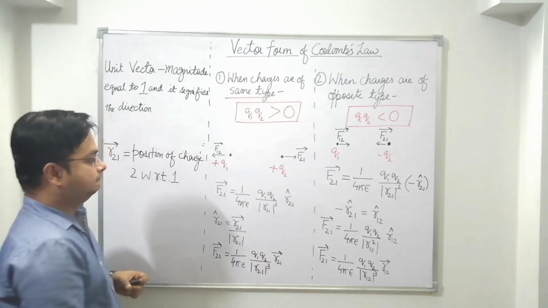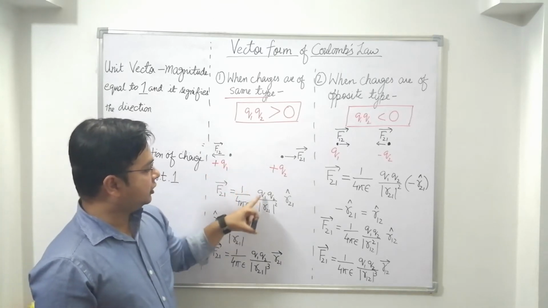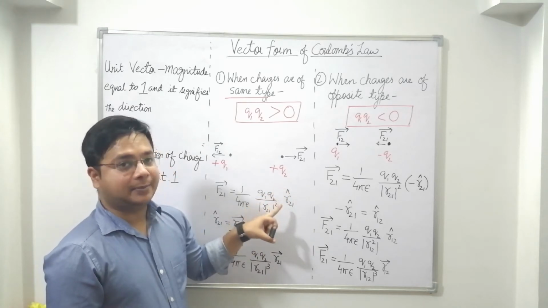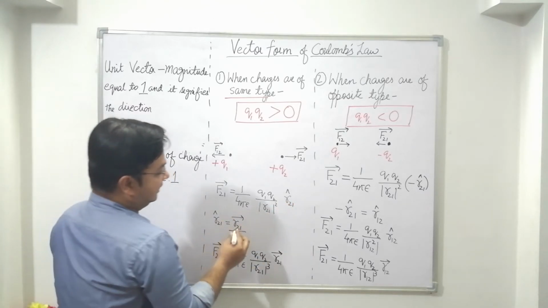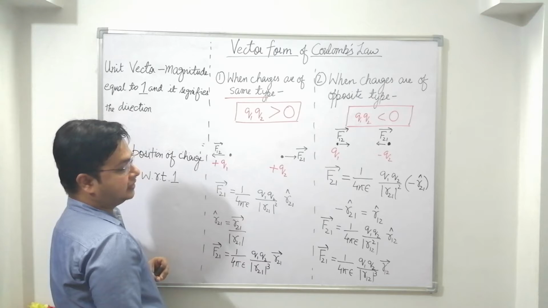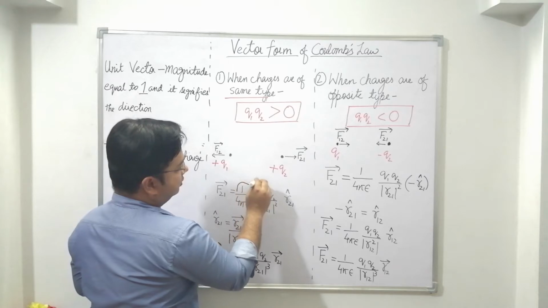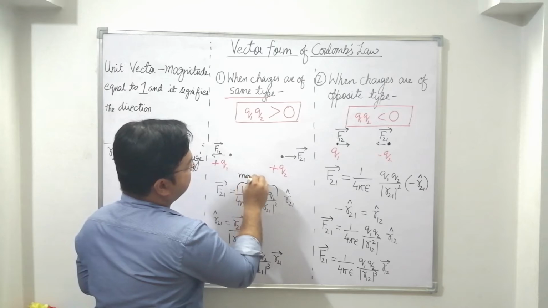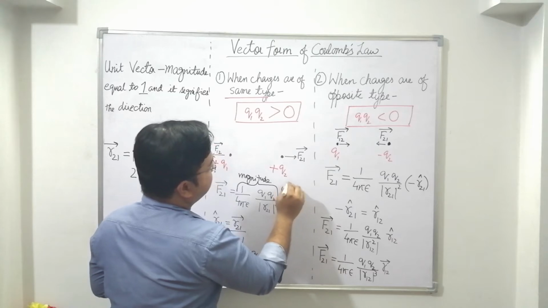Okay. Now, when we write this in vector form, so 1 upon 4 pi epsilon naught Q1 Q2 upon R21 square and R21 cap. This obviously here is a unit vector. So the vector, as I said, force is a vector quantity. So it will have magnitude as well as direction. So this part of the formula gives us the magnitude. This gives us the magnitude of the force, and this gives us the direction of the force.